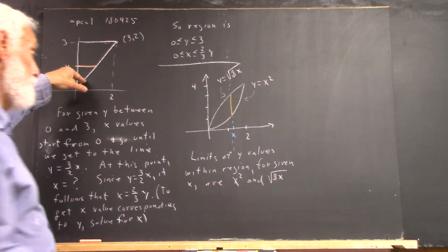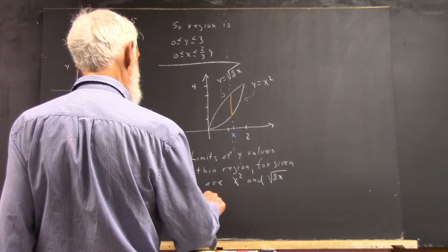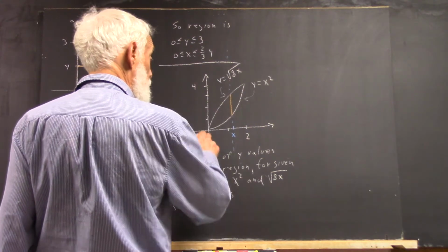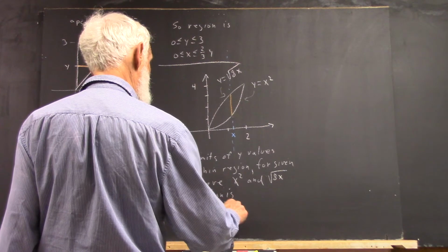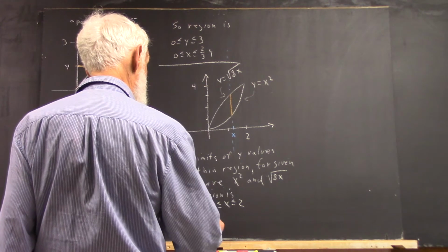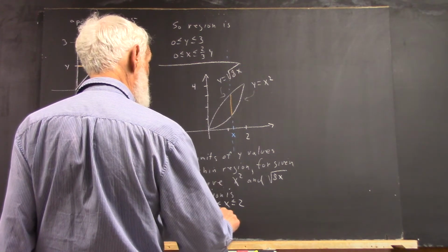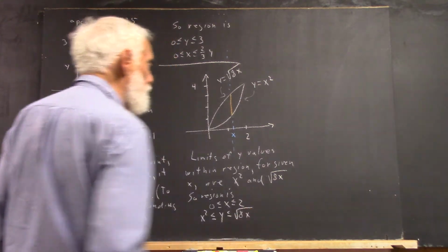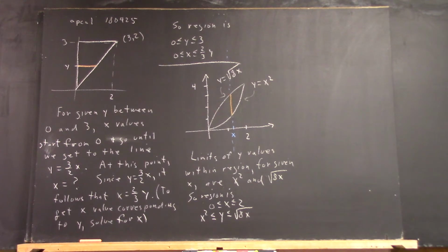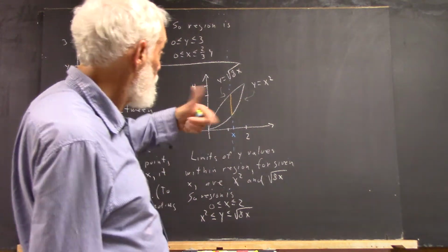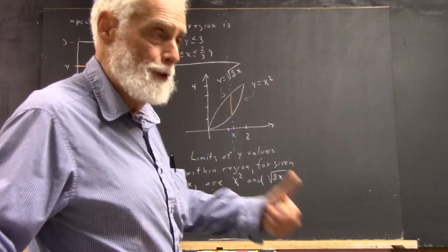Okay? So your region is what? Well, x values can go from 0 to 2. Okay? And y values go from, well, it can't be less than x squared, and they can't be greater than the square root of 8x. Okay? So that's it. So that was actually pretty easy. Except now we're going to turn it around and look at it from y, so we make sure we understand how to do that.